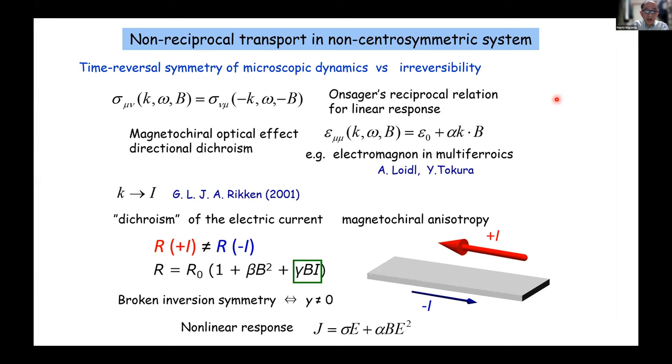But now, Rikken gave a very interesting heuristic argument by replacing this momentum K by the current. The idea behind this is that once the electron flows in solids, the momentum of the electron can be replaced by the current. This leads to the so-called dichroism of electric current, which he called magneto-chiral anisotropy. This is a cartoon for this effect: depending on the direction of the current, the resistivity differs. So R plus I is different from R minus I.